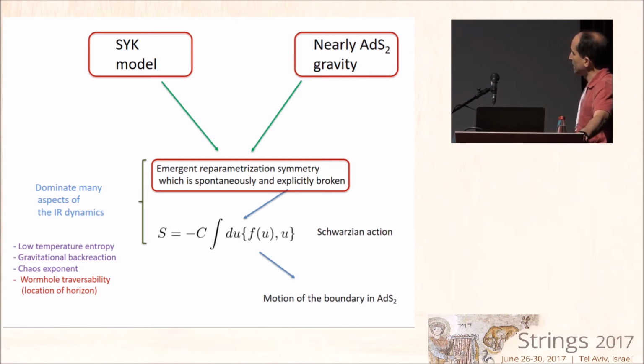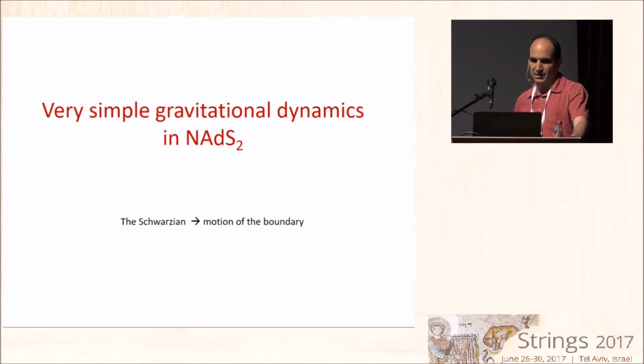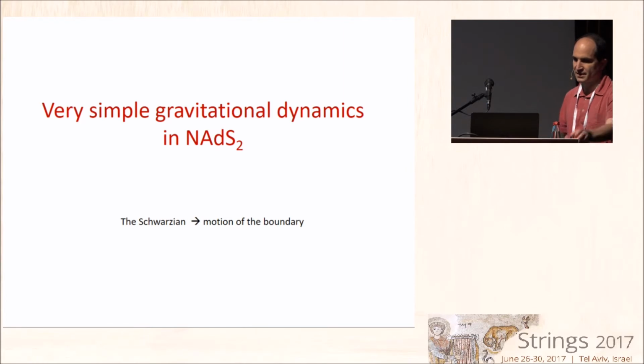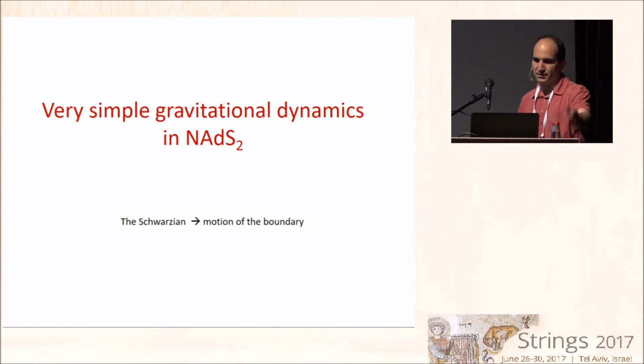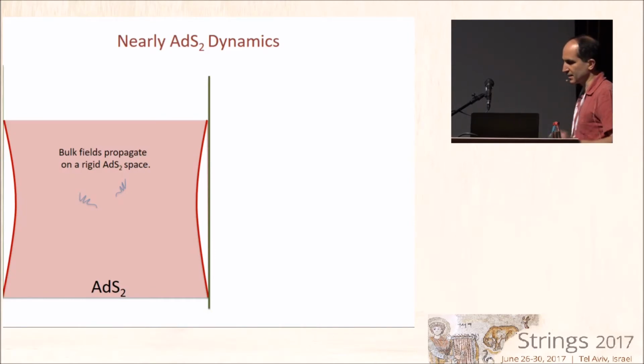Now in nearly AdS2 gravity, I'll review that this Schwarzian action is describing the motion of the boundary in AdS2. So we have very simple gravitational dynamics in this nearly AdS2 space. It's governed either by this Jackiw-Teitelboim gravity theory, or you could say the Schwarzian action. The point I'd like to emphasize now is that we can think of that as the motion of the boundary.